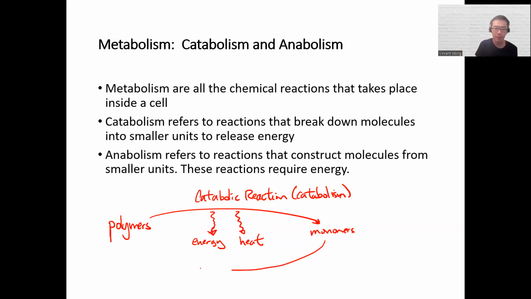When we take the monomers and build polymers, there are many polymers we need to build. We need to build proteins so that we can strengthen our muscles. We need to build proteins to make hormones. We need to build glycogen to store our extra glucose, right? All that building, that's anabolic reaction, also known as anabolism. And that requires energy.